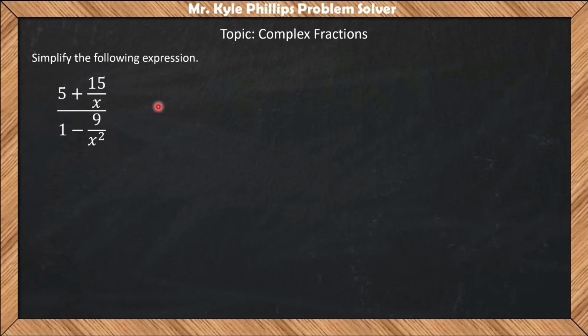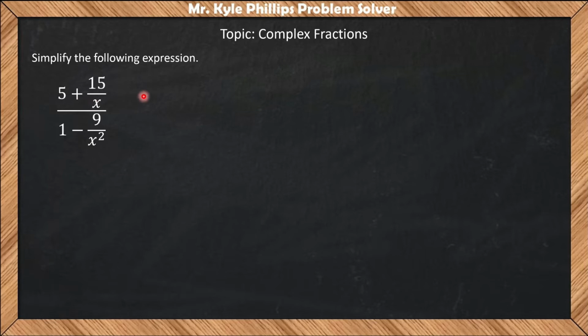Hey everybody, so in this video we are going to be simplifying complex fractions. So you'll notice that we have this whole number 5 plus this fraction of 15 over x, and that's going to be divided by this whole number 1 minus 9 over x squared. So here, since you're adding fractions, we have to have common denominators.